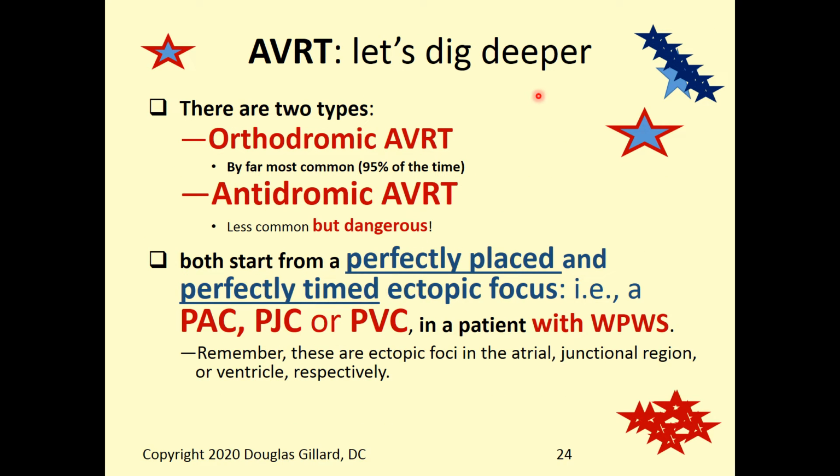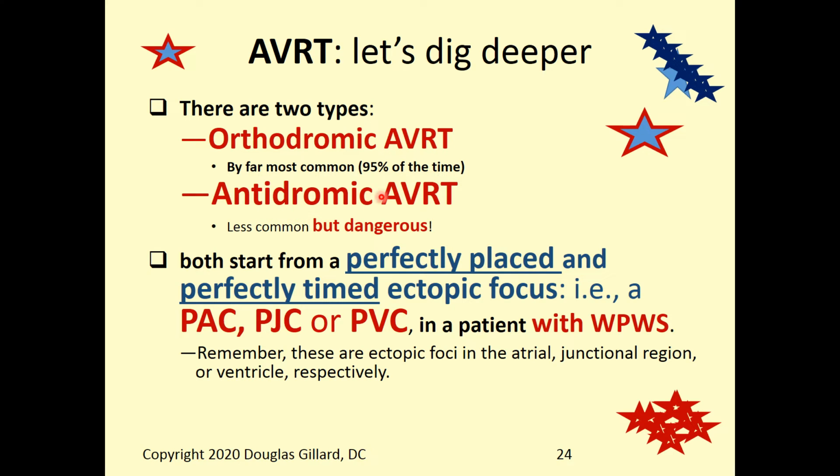Let's dig a little deeper. There are two types of AVRT. By far, 90 to 95%, depending on the author, we'll say 95 for our purposes, of the time, it's orthodromic AVRT, where the current runs, now listen to this, retrograde through the bypass tract, through the Kent fibers, and runs anterograde as normal through the AV node and bundle of His and bundle branches, all that stuff, Purkinje system.